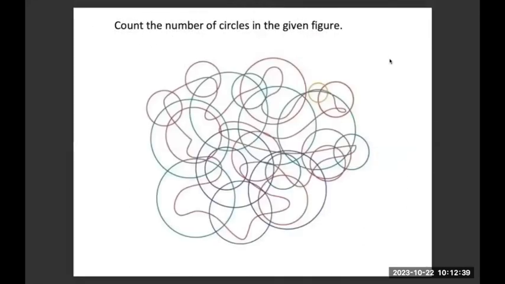Here, you're given a diagram. It has different colored lines and circles. What you have to find is the number of circles that are there in this figure. In order to make your task easier, go by color. Count by the color, and then come down to consolidating and adding all the colored figures together.